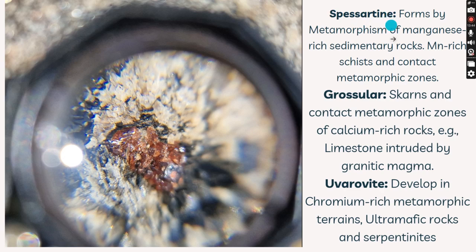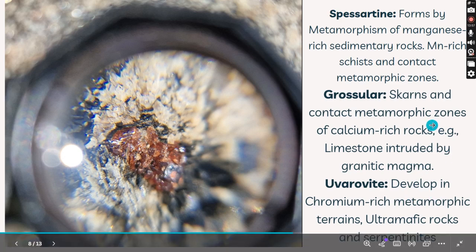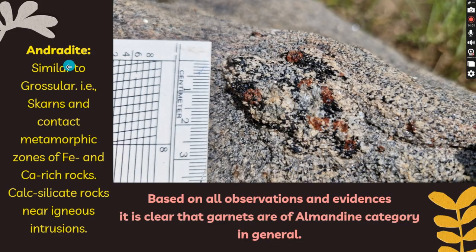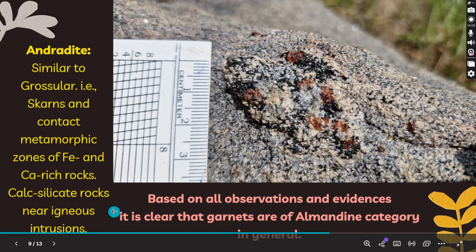Now spessartine is not possible because it is Mn-rich schist, and contact metamorphic zones are required to develop spessartine. Like grossular, skarn is required, so it is not possible. Uvarovite, as I have told, needs ultramafic rock, so it is not possible. And finally andradite is also not possible because a contact metamorphic setting with iron-calcium rich rocks is required, which is not available in this area.